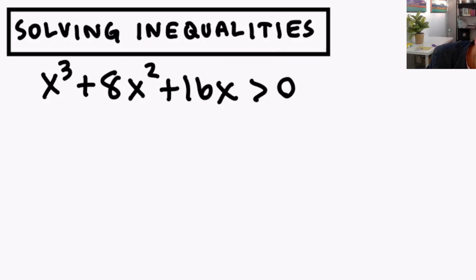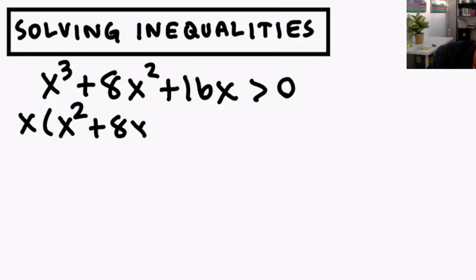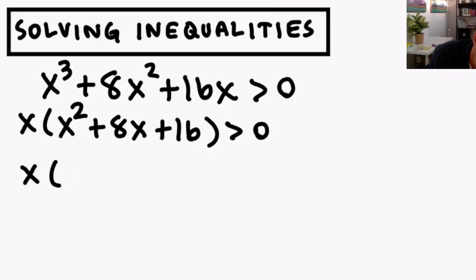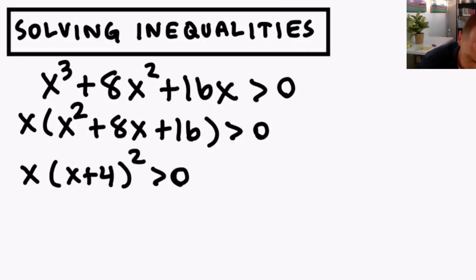So I'm going to say what's common to all of these. I've got an x in all of them, so I'm going to factor out the x. And then I'm left with x squared plus 8x plus 16. Okay, that itself is factorable. I'm looking for two numbers that multiply to 16 and add to 8, and that's going to be 4 and 4. Okay, so I'm interested in where this is greater than 0, and if I factor, I'm going to get x plus 4 and x plus 4, so I'm going to write that as x plus 4 squared.